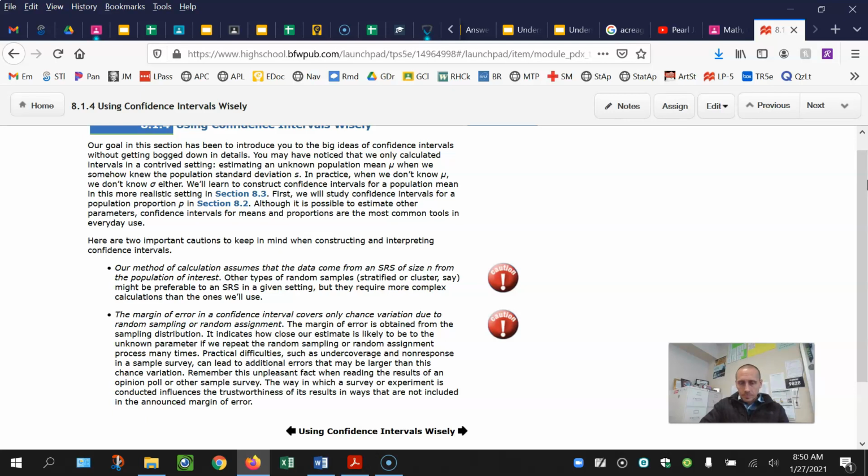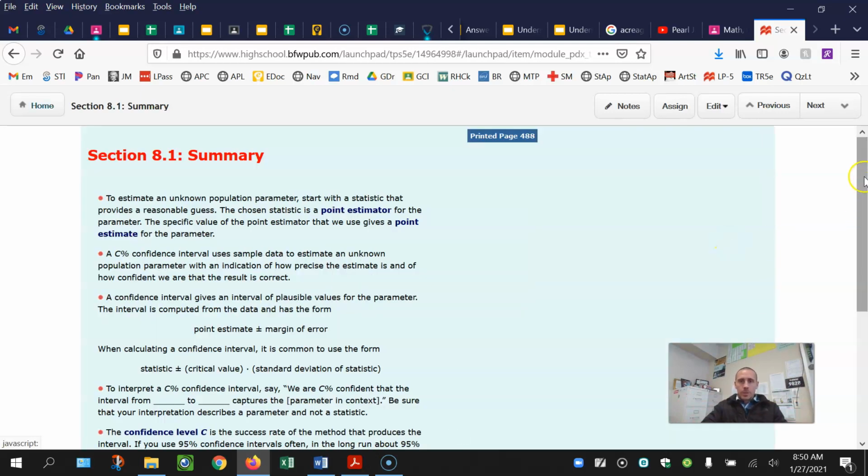So, and they put in here, under coverage, non-response can lead to additional errors that may be larger than this chance variation. And that's why we're always using a random sample and trying to make sure that we have something specific that represents our population.